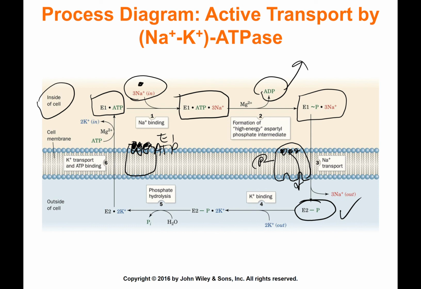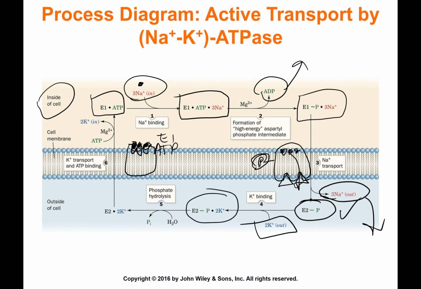Those 3 sodiums are gone down here at the bottom. They went away. In this E2 phosphorylated state, the protein now has 2 binding sites inside that are optimal size for potassiums to come in and bind. I'll draw these 2 potassiums as bigger triangles. They can come bind to these 2 sites, and we get a complex between the phosphorylated E2 version of the protein and these 2 potassiums.